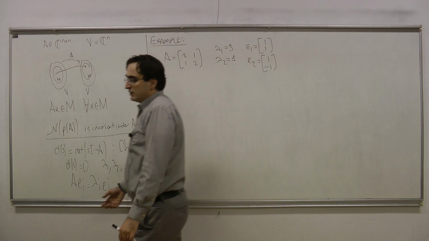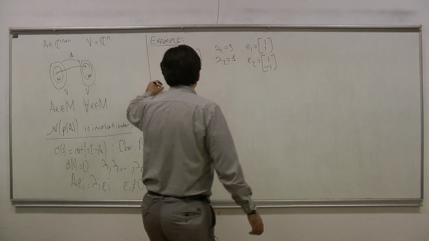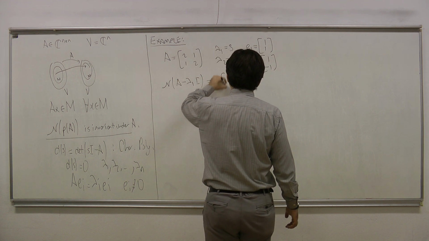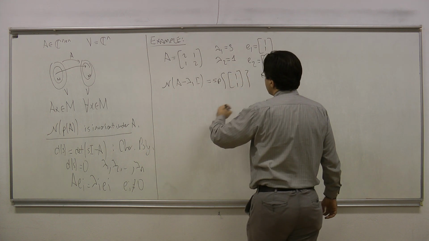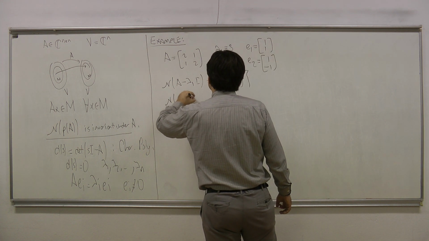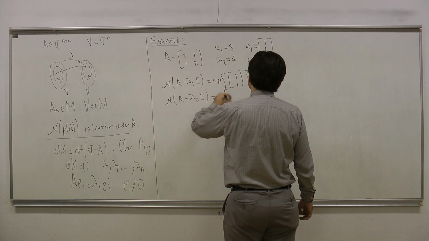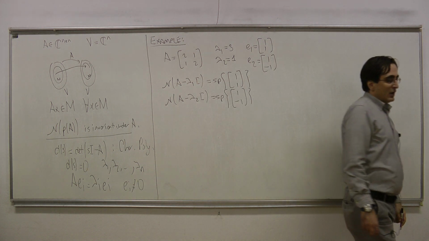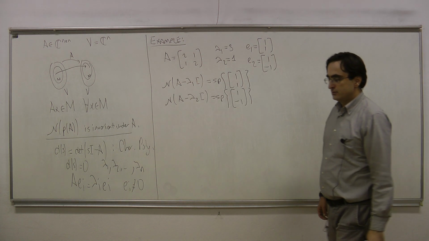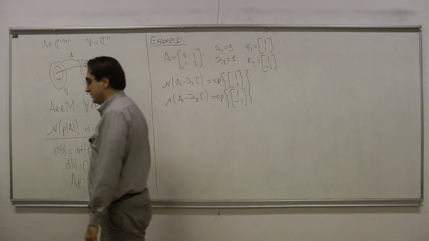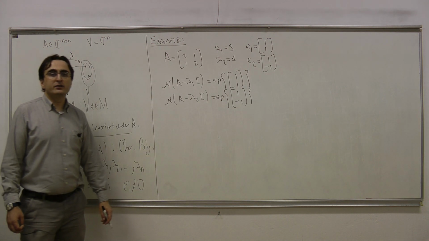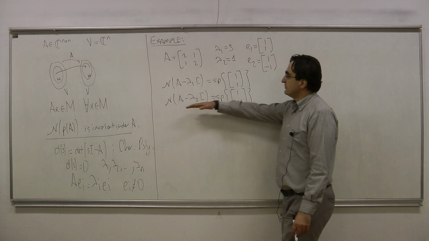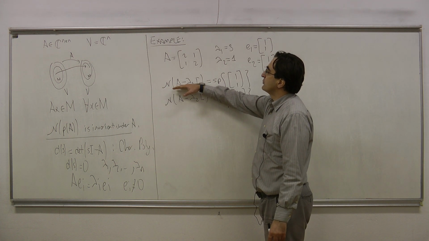We talked about the null spaces last time. The null space of A minus lambda 1 identity was the span of the first eigenvector, [1, 1]. And the null space of A minus lambda 2 identity was the span of the second eigenvector, [1, -1]. These are our eigenspaces. These are two subspaces, and do you think they are invariant under A? The answer has to be yes here, because these are null spaces of a polynomial of A.